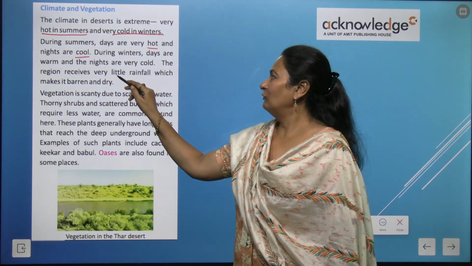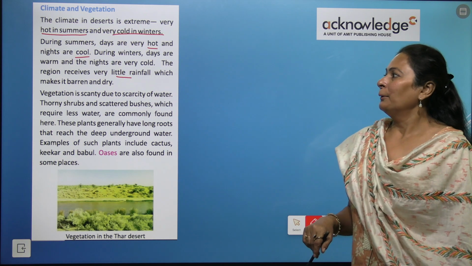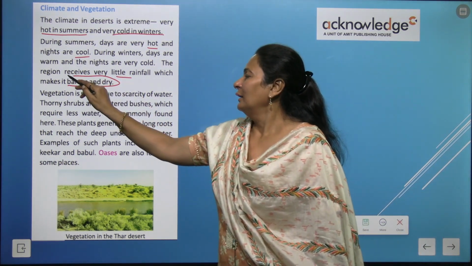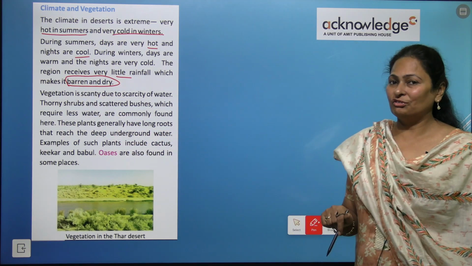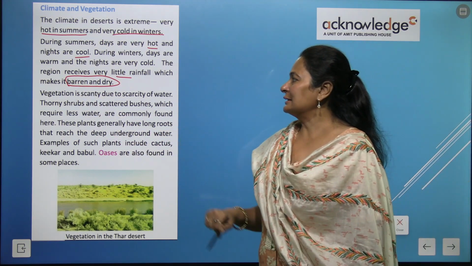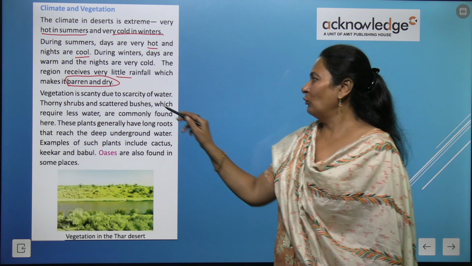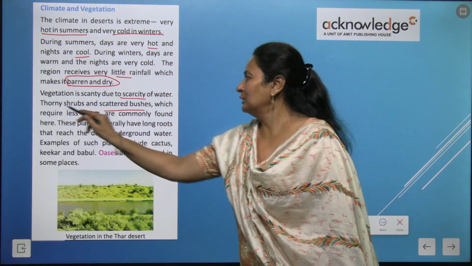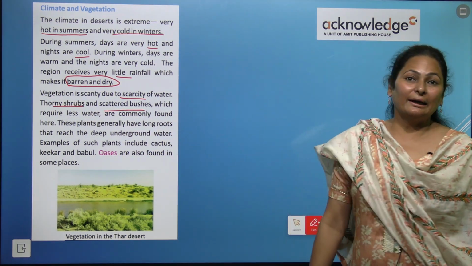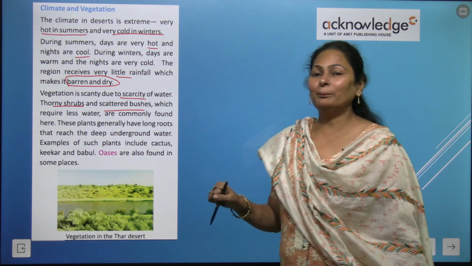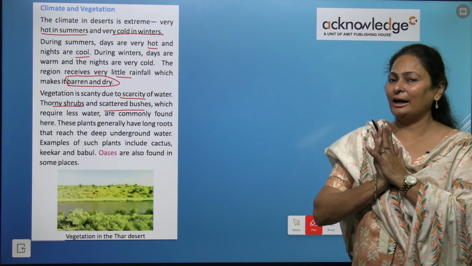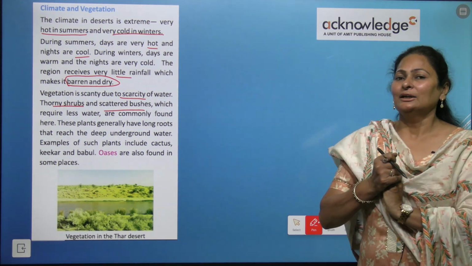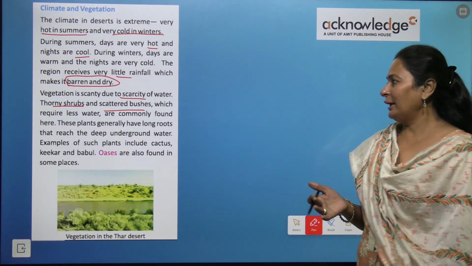The region receives very little rainfall, which makes it barren and dry. Barren means land which is not fertile. Vegetation is scanty due to scarcity of water, right? Thorny shrubs and scattered bushes which require less water are commonly found in the land. We have learned about the cactus in science. So cactus are grown here.